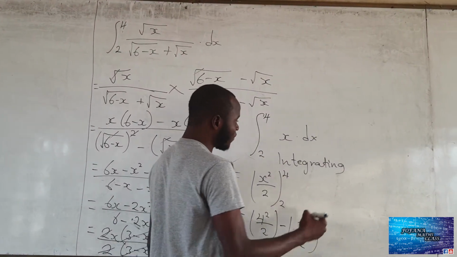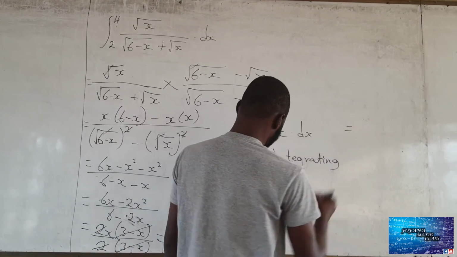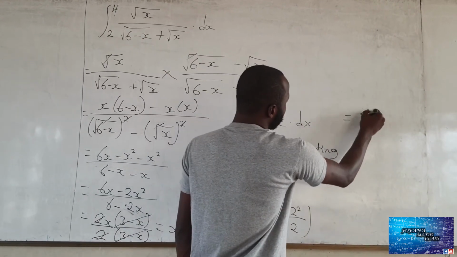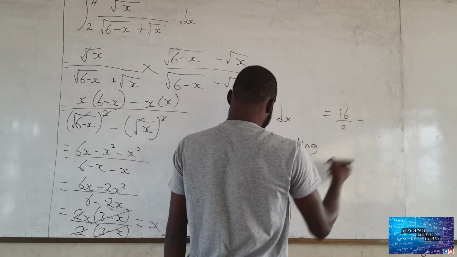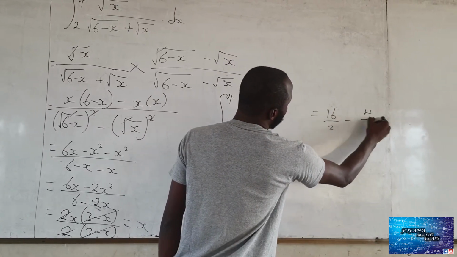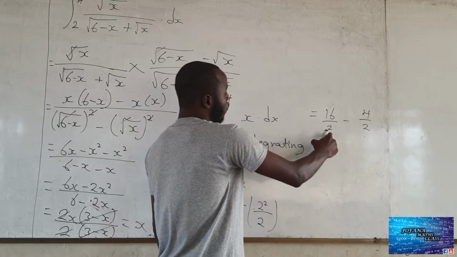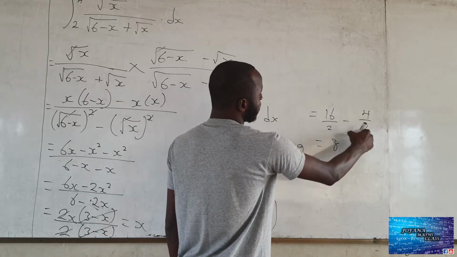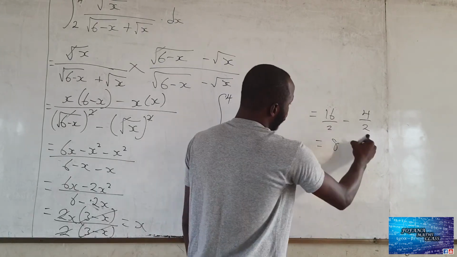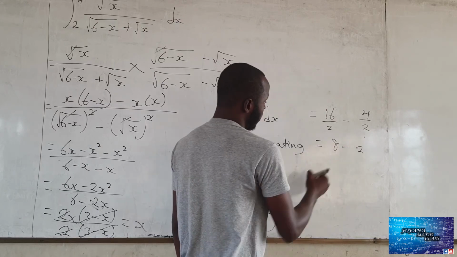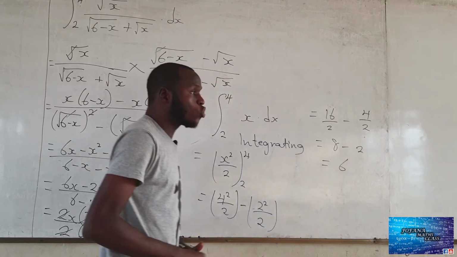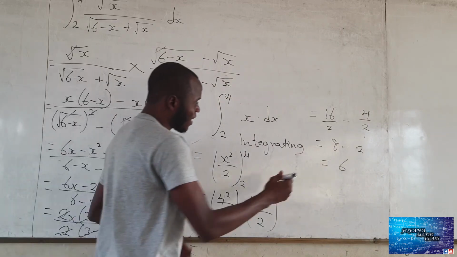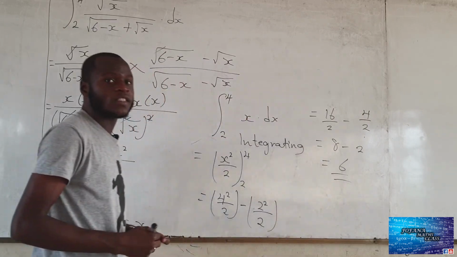Now after that, this is what we have. Here we'll be having 4 to the power 2 over 2, sorry, 16 over 2 minus 4 over 2. From there, 2 will go into 16 8 times, and 2 will go into 4 2 times. So we have 8 minus 2, and the result will give us 6. So the final answer of this solution is 6.